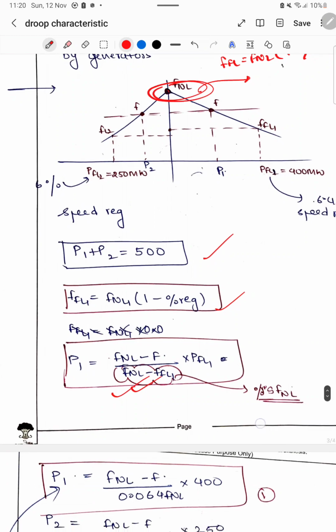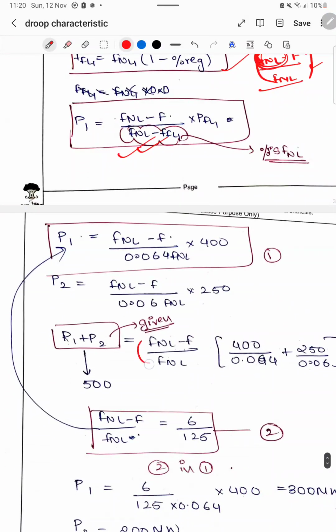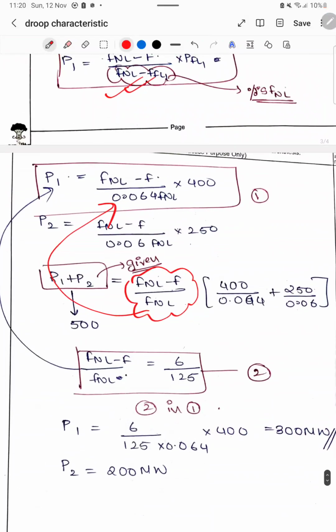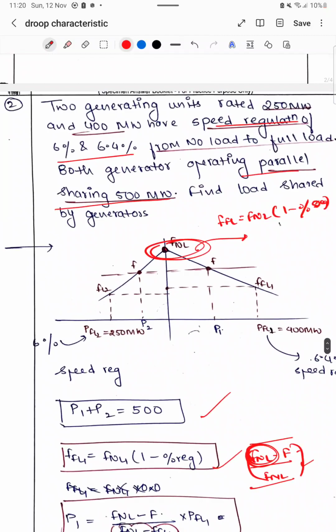Then straight away we will substitute them in P1 and P2. This will be constant for both, since everything is the same. So you try to find this particular value, and once you find it, you substitute it in whichever power equation you need, and you will find the respective power. You can pause this and try it once. With this we can conclude this session on droop characteristic. Thank you.